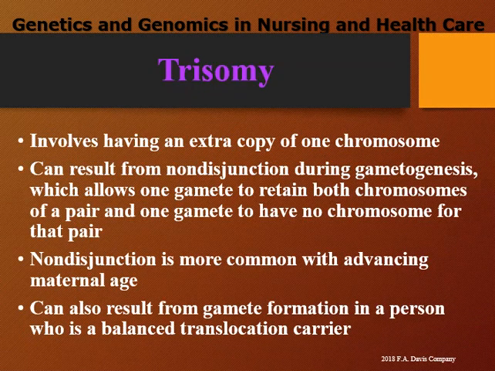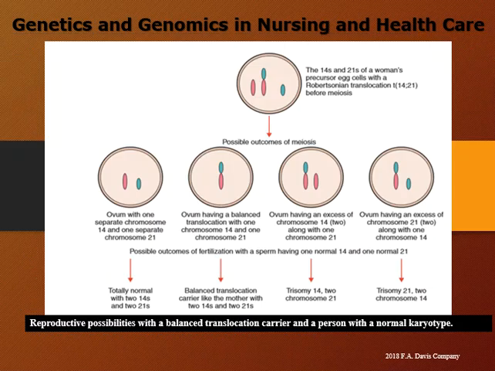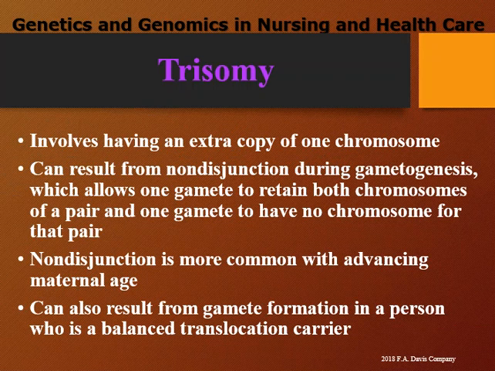Okay, so trisomy, like we've said, involves having an extra copy of one chromosome. It can result from non-disjunction during gametogenesis, which allows a gamete to retain both chromosomes of a pair, as we saw, and one gamete to have no chromosome for that pair. Non-disjunction is more common with advancing maternal age, but it can also result from gamete formation in a person who is a balanced translocation carrier, which is what we just viewed over here on the far right. But most commonly, trisomies occur from non-disjunction during gametogenesis.